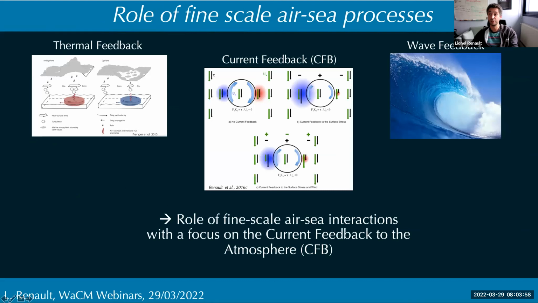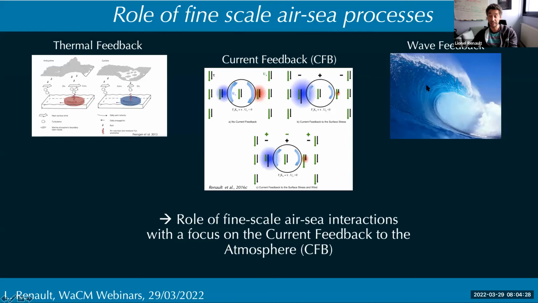Basically, in the literature, there are three main ocean-atmosphere interaction processes. First, the thermal feedback, which is the impact of the sea surface temperature on the atmosphere. This is an illustration from Frenger et al. 2013. We know that it can have an impact on the precipitation, on the cloud cover, but also on the wind, and also a retroaction on the ocean, for example by modulating the available potential energy.